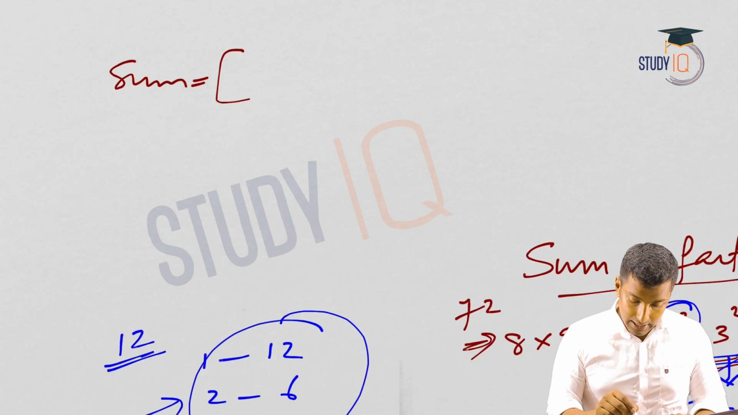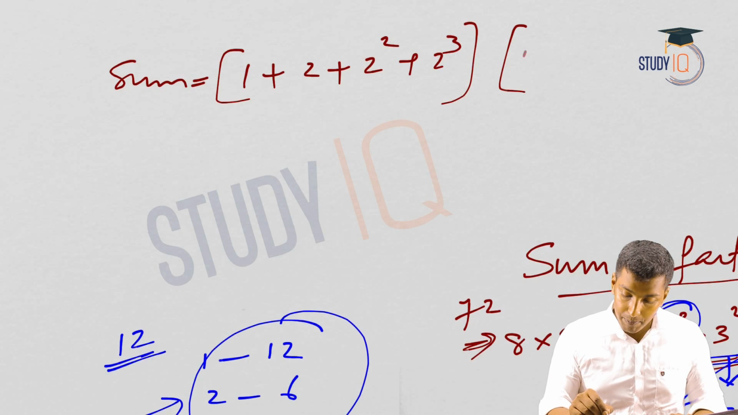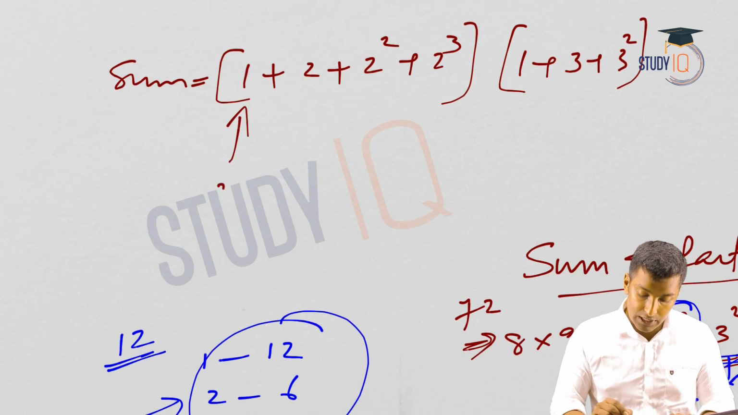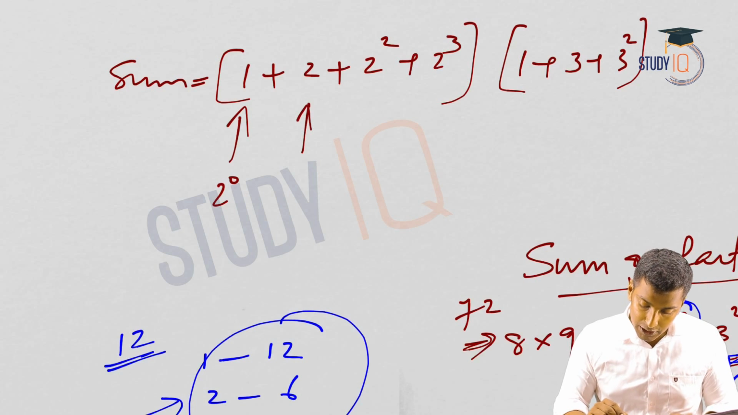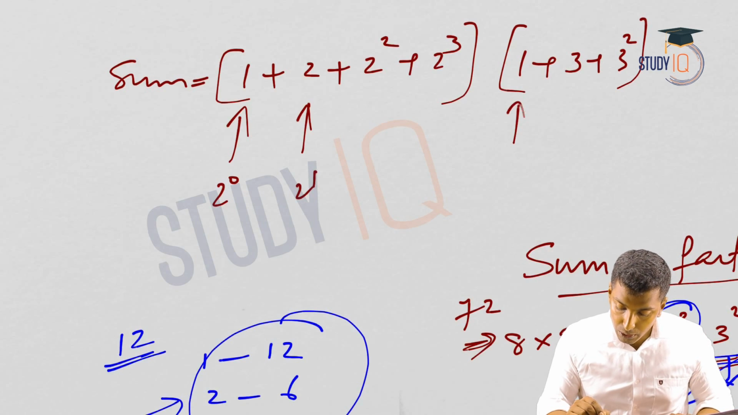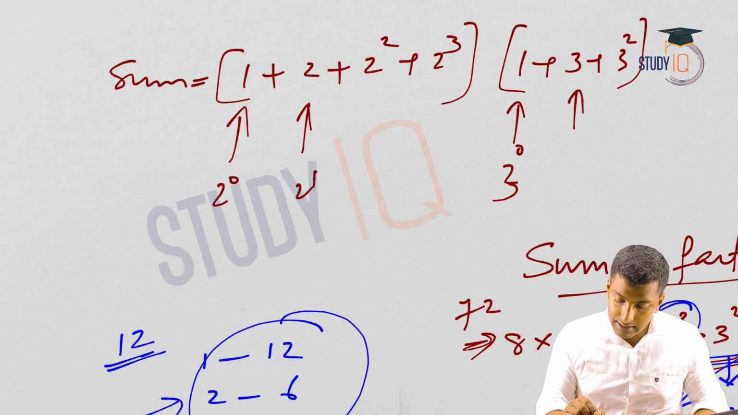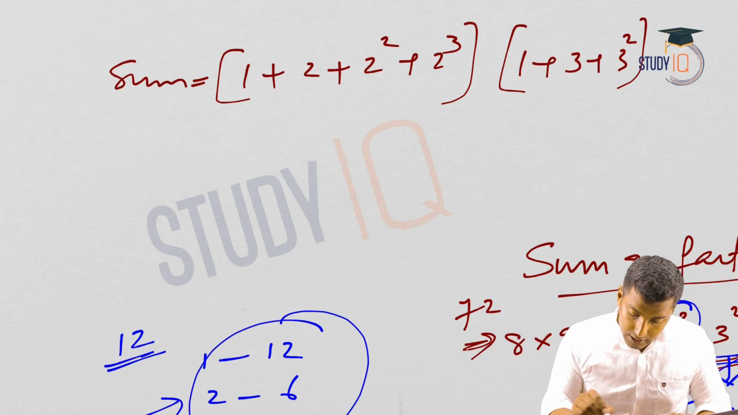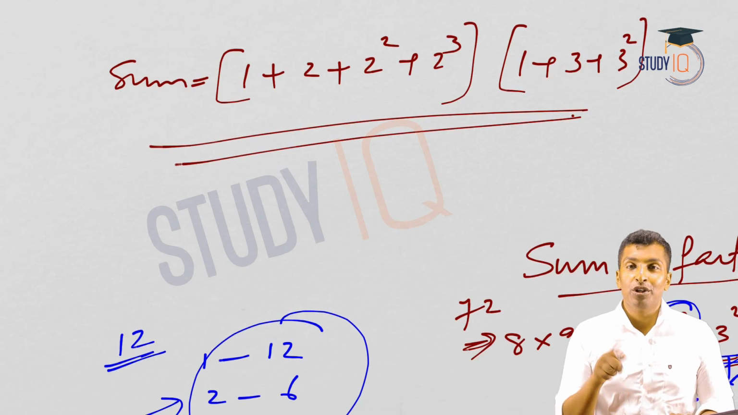Okay. So you can see here 1 plus 2 plus 2 square plus 2 cube into 1 plus 3 plus 3 square. What is this one? This one is nothing but 2 raised to 0. What is this 2? This is nothing but 2 raised to 1 only. This one is also 3 raised to 0 and this is 3 raised to 1. Okay, so basically when you multiply all these, when you do this, you will get the sum. And you know the shortcut.